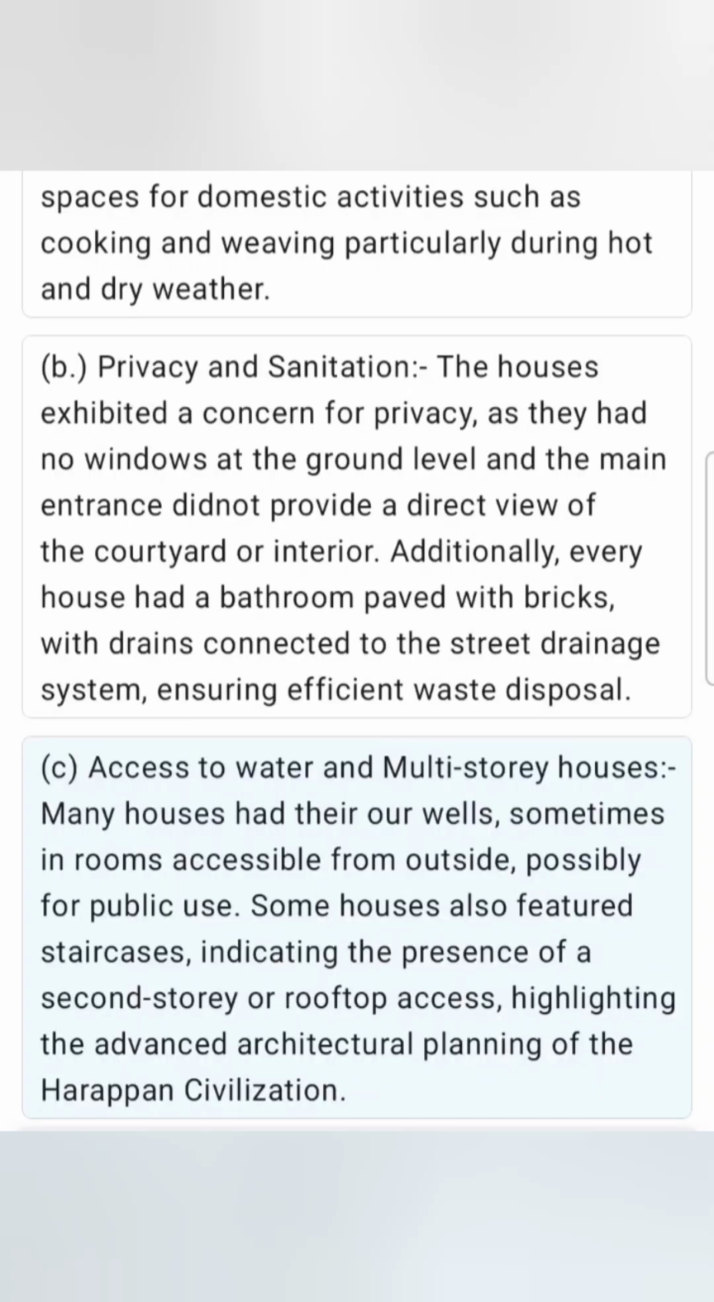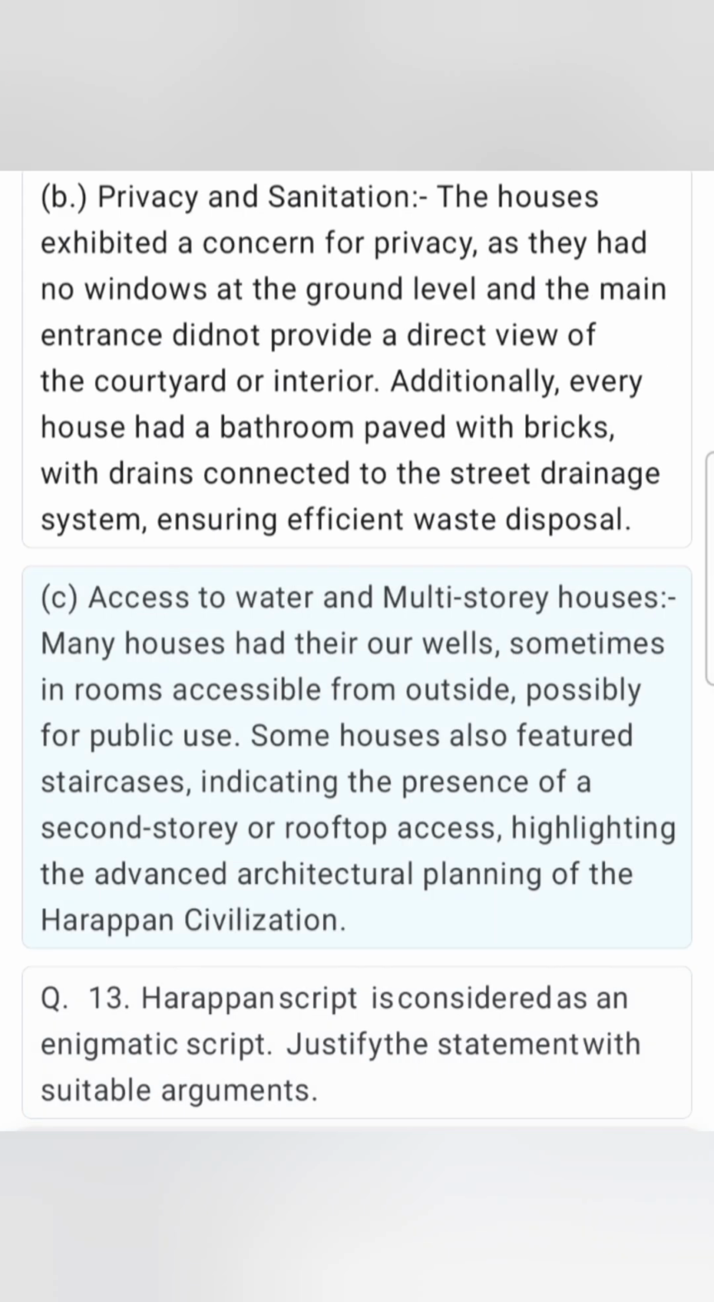C. Access to water and multi-story houses. Many houses had their own wells, sometimes in rooms accessible from outside, possibly for public use. Some houses also featured staircases, indicating the presence of a second story or rooftop access, highlighting the advanced architectural planning of the Harappan civilization.